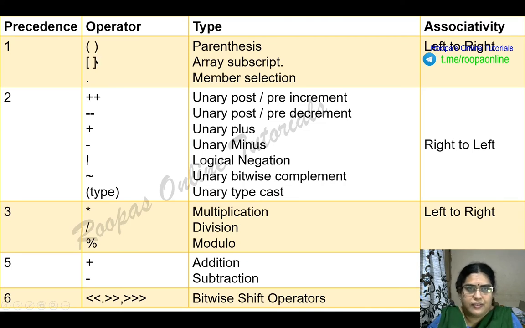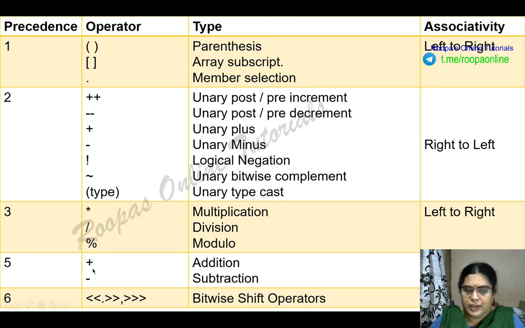First come the parentheses and brackets, then the increment and decrement operators, and then the arithmetic operators: addition, subtraction, the exclamation, and the unary bitwise complement. You don't have to worry about these unary operators and things like that. Then you have multiplication, division, and modulo. If you observe, all three are put in one box because they have the same level of precedence.